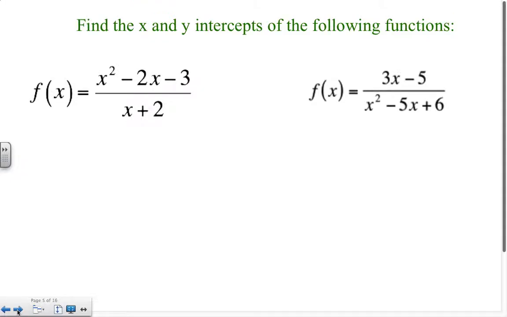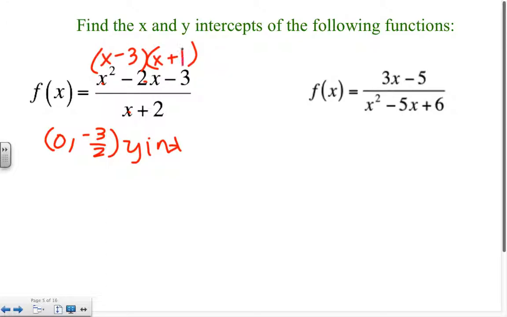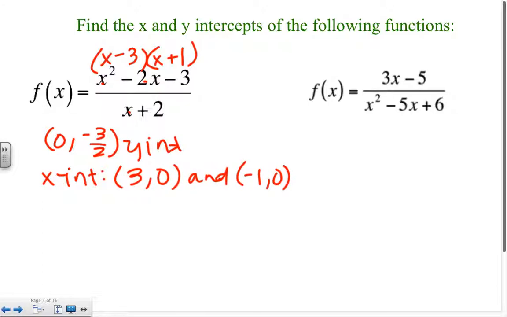I'm going to go through these pretty quickly because I think that's pretty simple. If I plug in 0 for x, then my y value is negative 3/2. So that would be my y-intercept. My x-intercept would be when this part is equal to 0. If I factor that, I'd get x minus 3 and x plus 1. So my zeros are positive 3 and negative 1. So I actually have two x-intercepts: (3, 0) and (negative 1, 0). So it's possible to have two.